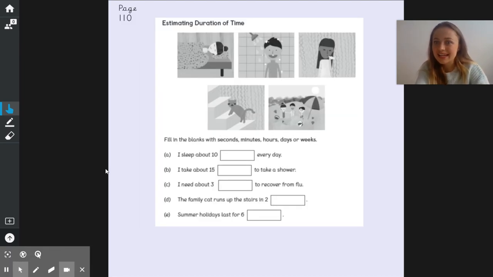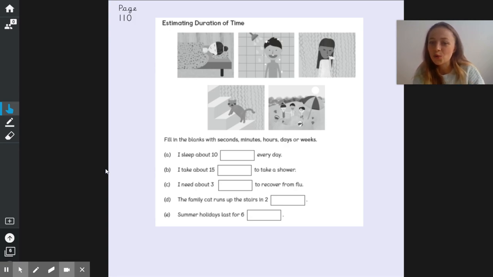Your challenge for today is very, very similar. You're estimating how long it takes to do different things using minutes, seconds, or hours. So I sleep about 10 every day. Is that going to be 10 seconds, 10 minutes, or 10 hours? I take about 15 to take a shower. Maybe if you test that one, you'll be able to work out what you think that one is. I need about 3 to recover from flu.